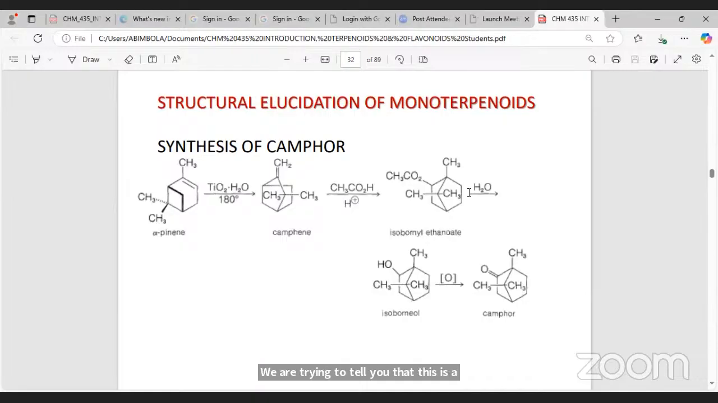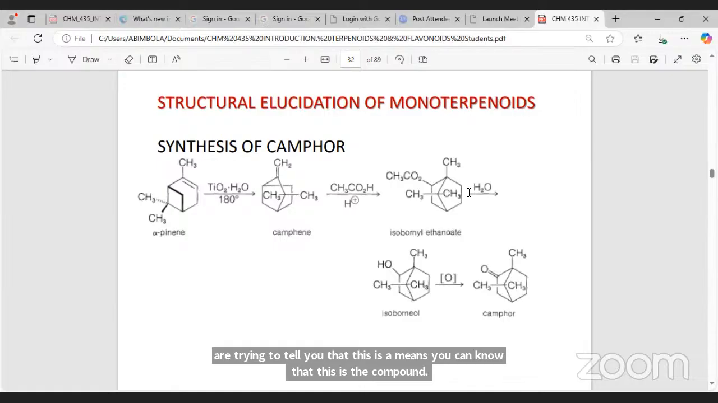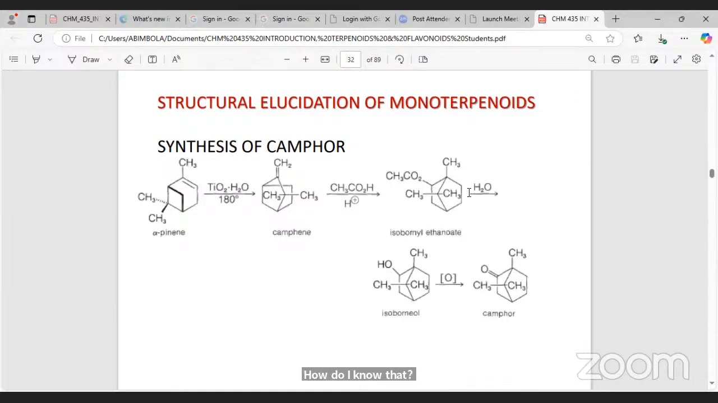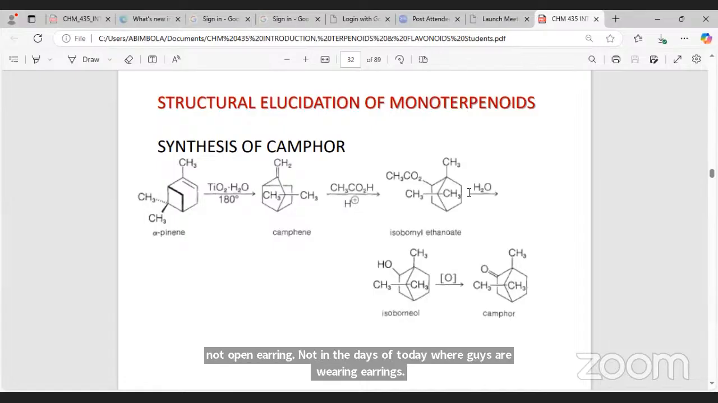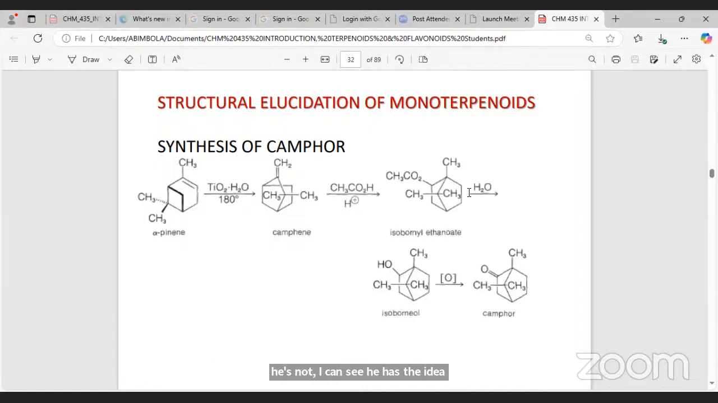How do I know that Eniola Israel is a boy? Eniola Israel is a boy because when I look at him, he has no earring. Not in the days of today where guys are wearing earrings. He's not. I can see he has a beard. If I look at his shirt, there's no sign that he has breasts. So he's a boy.